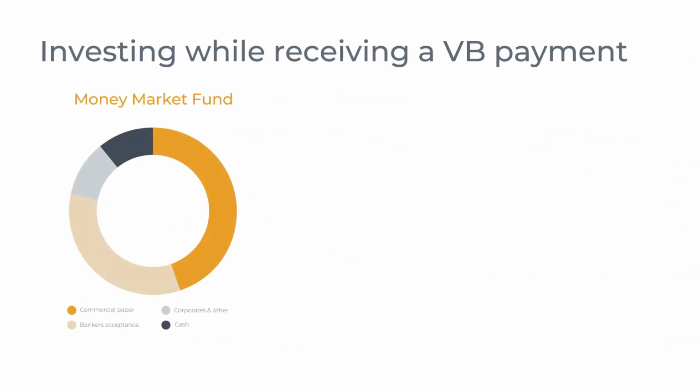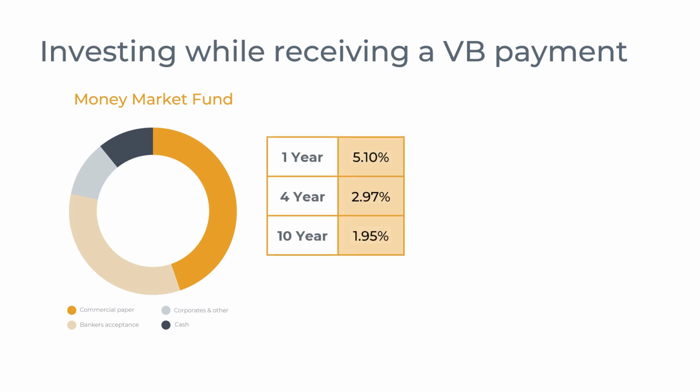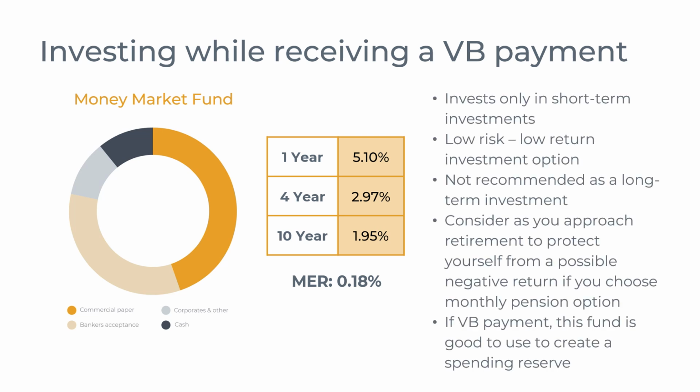The money market fund invests entirely in short-term investments, such as commercial paper and bankers' acceptances. It is a low-risk, low-return investment option. It is not recommended as a long-term investment for your pension funds. You may want to consider this fund as you approach retirement to protect yourself from a possible negative return if you plan to convert your pension funds into the traditional monthly pension.